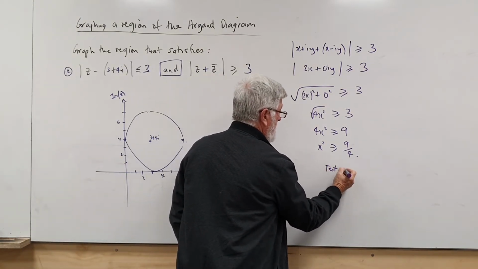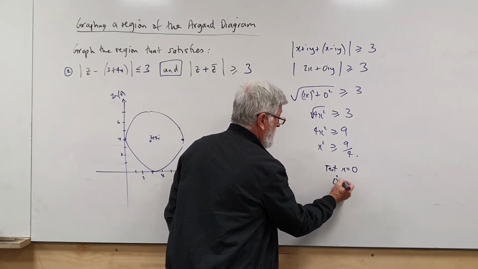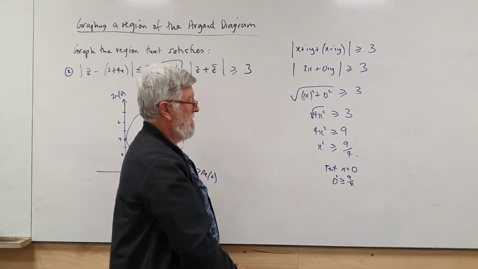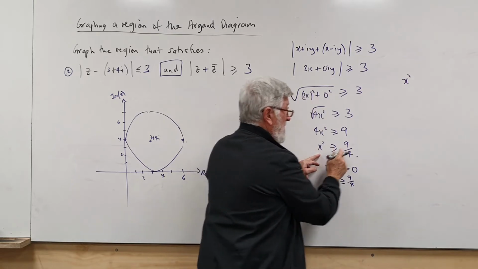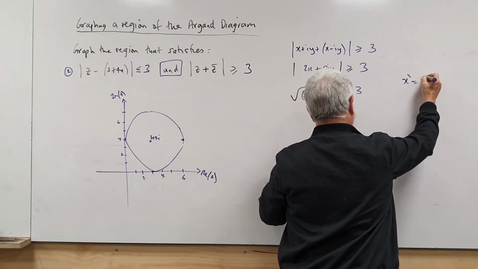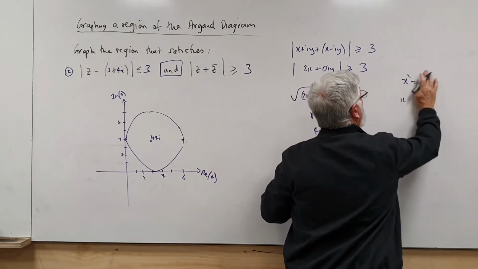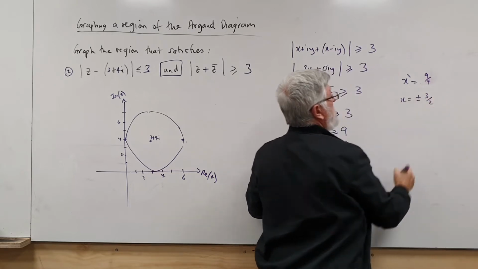Let's test x equal 0. Is 0 greater than 0 squared greater than or equal to 9 on 4? No. So if I wrote this as an equation, see that's an inequation. If I wrote that as an equation, you got 2 1/4. You got x, I'll just write it as 9 on 4. 9 on 4, x is plus or minus 3 on 2. You see the 3 on 2?